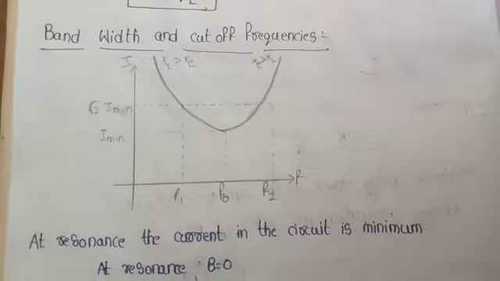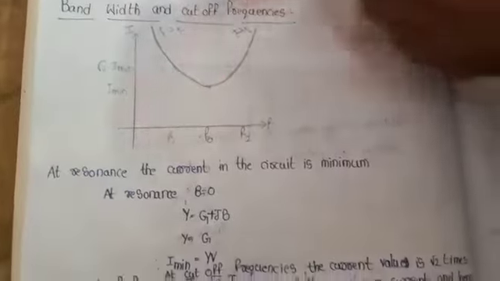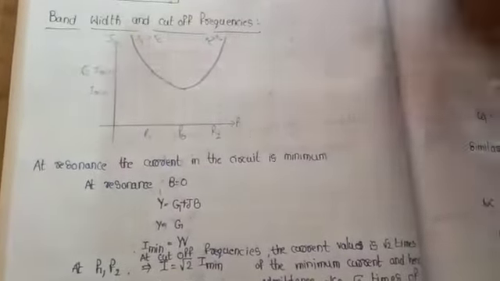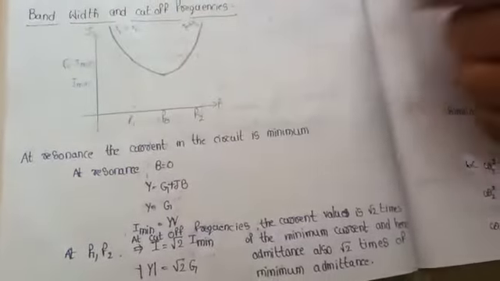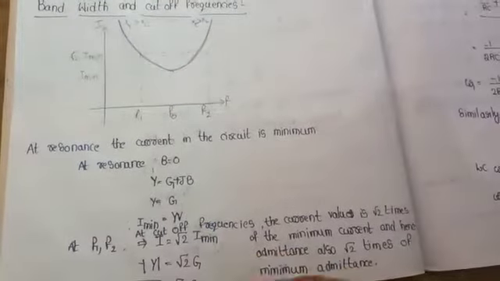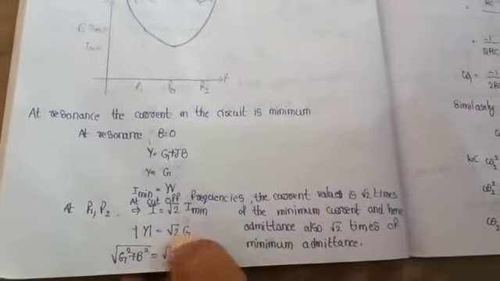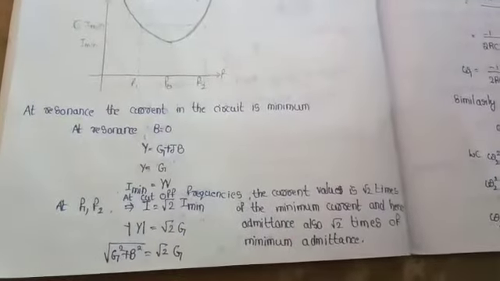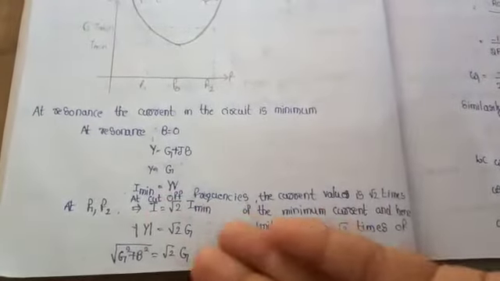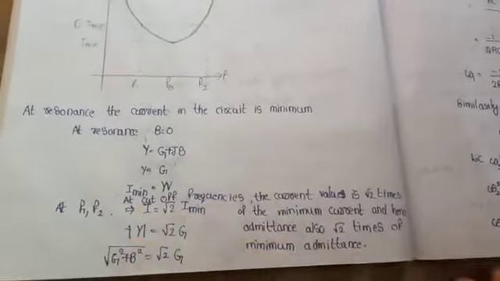Another topic is bandwidth and cutoff frequencies. In the diagram, it is an inverted V: below the resonant frequency it acts as inductive, above the resonant frequency it acts as capacitive, and at the resonant frequency it acts as resistive. But what is the impedance value at the cutoff frequency? In series resonance, Z is equal to root 2 R. In a similar manner, in the parallel resonant circuit, Y is equal to root 2 G.